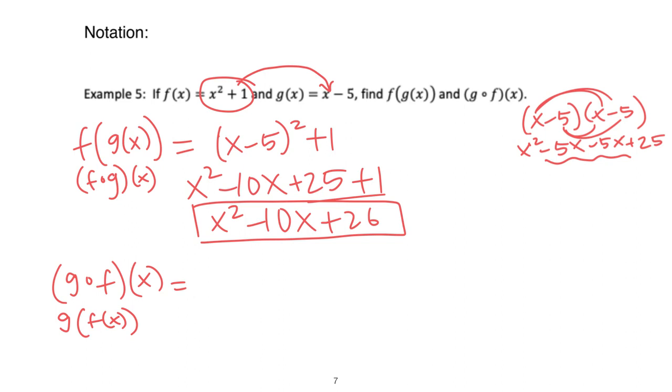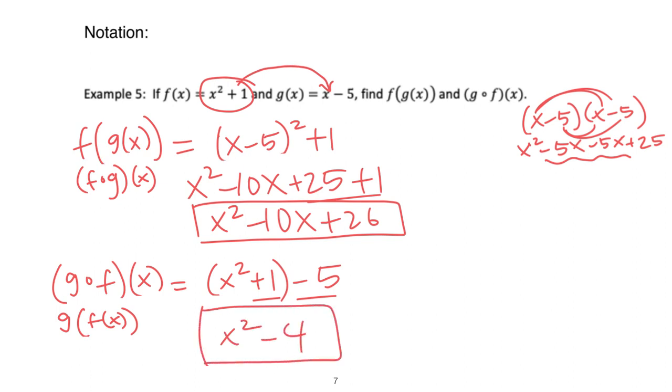So I'm going to take x squared plus 1 and put it into that equation where the x was minus 5, which there's nothing really to multiply out. There's no distributing, but I can do 1 minus 5 to give me a negative 4, and that's my final answer.